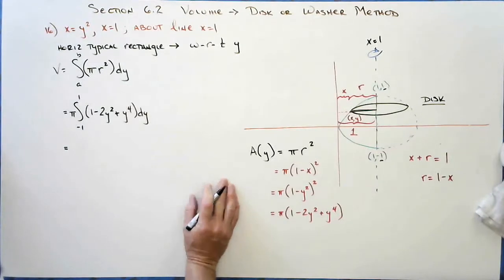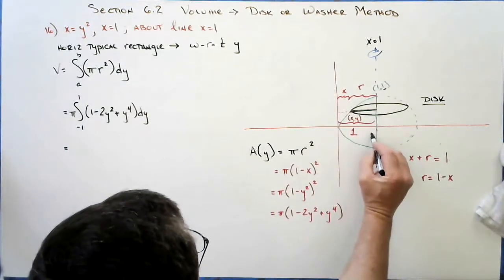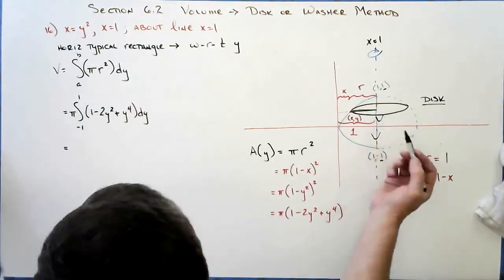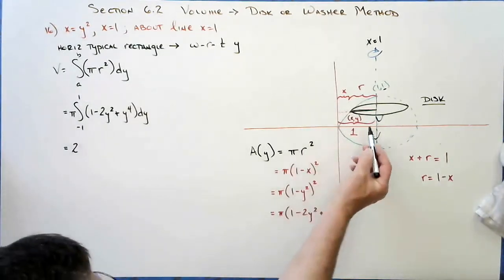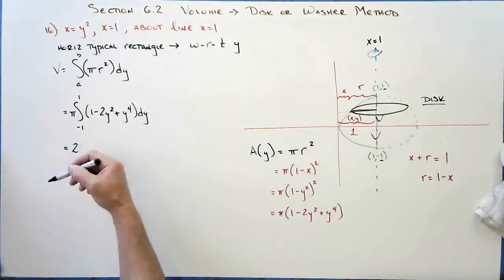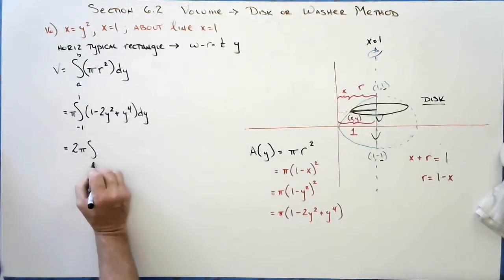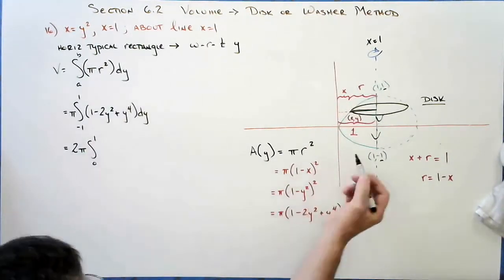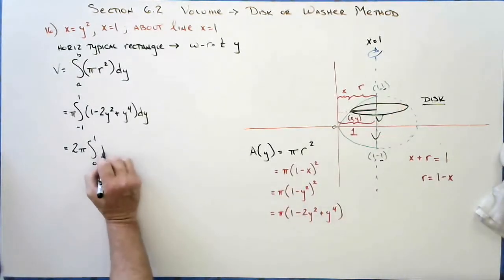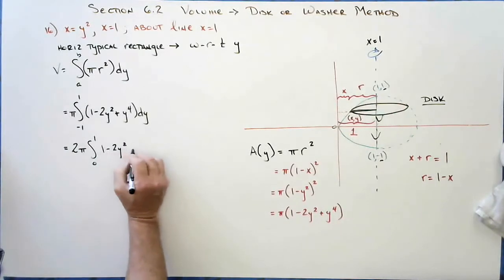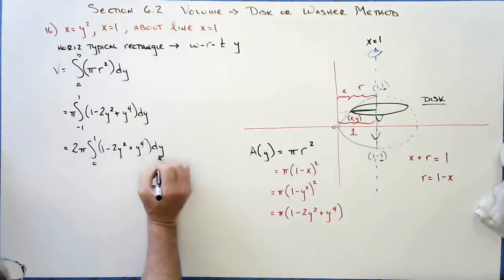So what are we going to do about that? Well, since we have the symmetry, we know that the volume down here and the volume up here are equal. So I'm going to rewrite this. I'm just going to find the volume of the top half. So I'm going to multiply by 2 to represent the fact that I'm only doing half of it. So there's 2 pi. And now I can go from 0 to 1, right? Because the top half starts at 0, goes to 1. And I have 1 minus 2y squared plus y to the fourth dy.